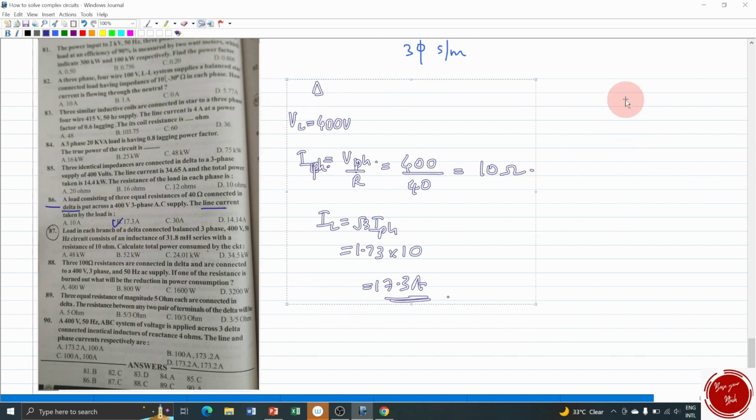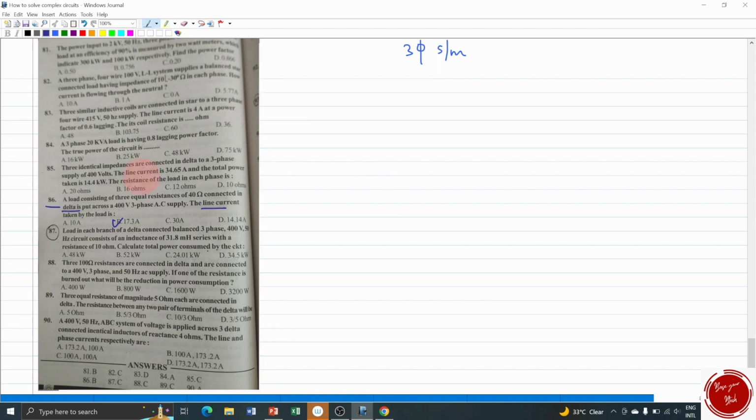Question number 87. Load in each branch of a delta connected balanced 3 phase 400 volt 50 hertz circuit consists of an inductance in series with the resistance. Calculate the total power consumed by the circuit. It's also a delta connected system, and in that you have an inductance and a resistance in series. And we have to get the total power in the circuit.